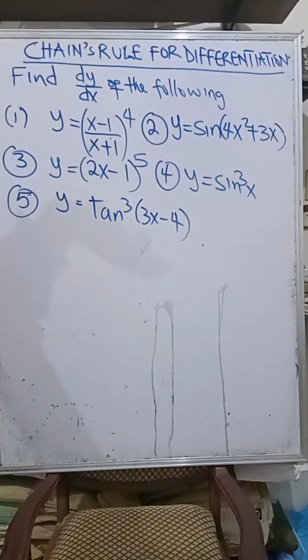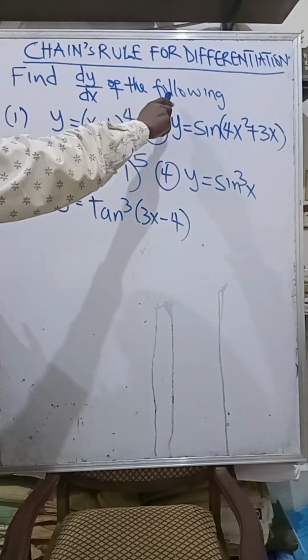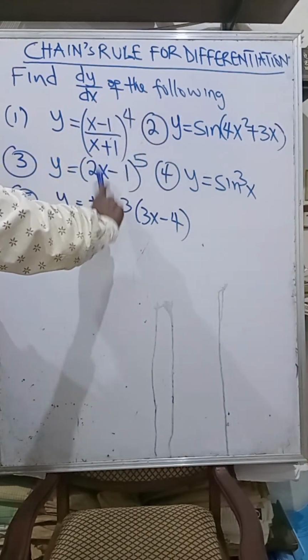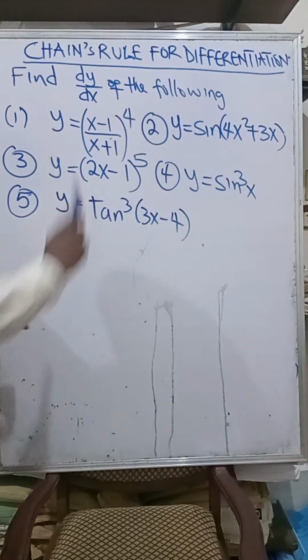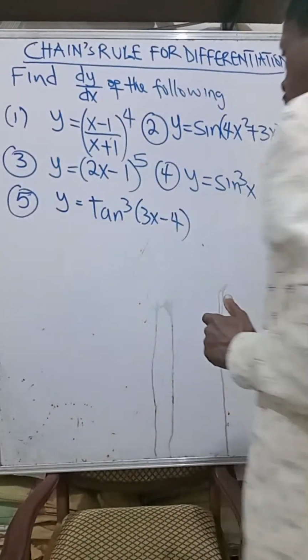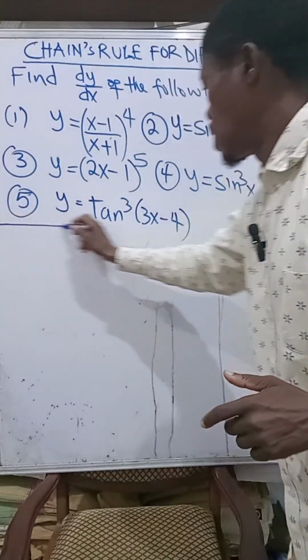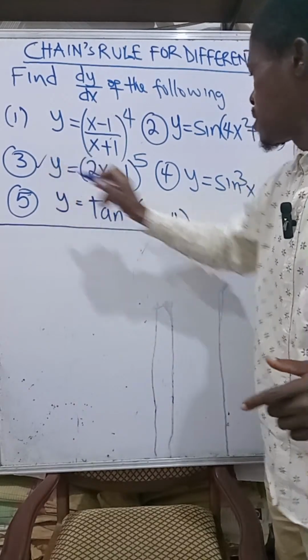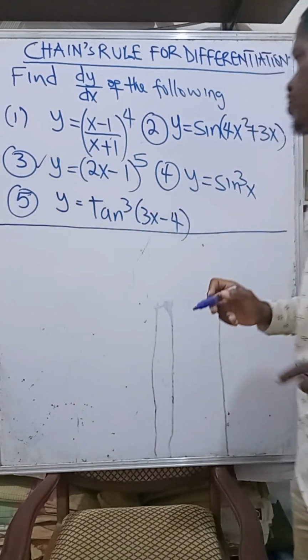We have to find dy/dx of the following. We have the first one, second one, third one, fourth one, and fifth one. Let's start from 3, 4, and 5.